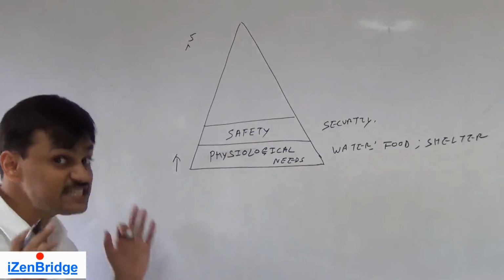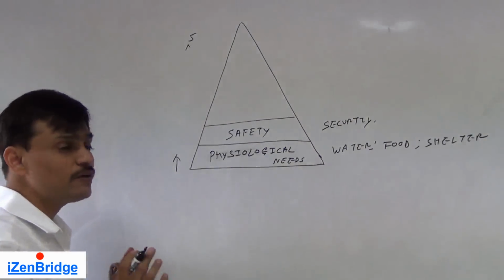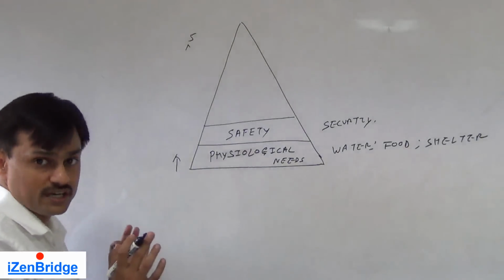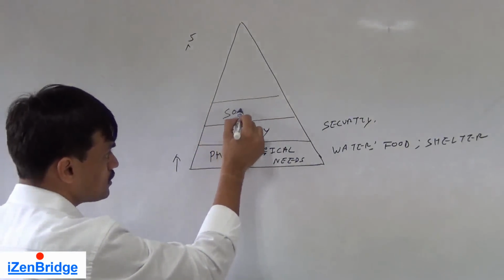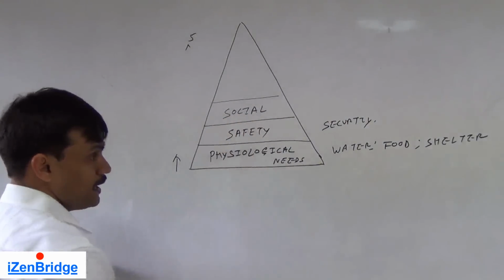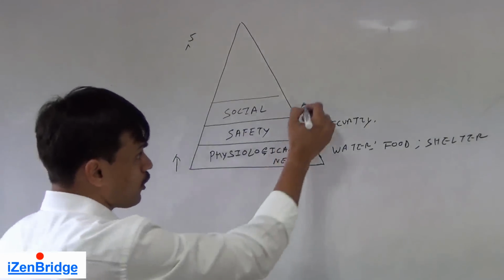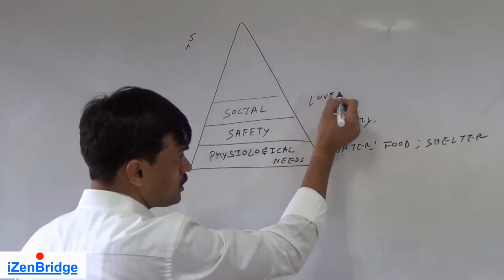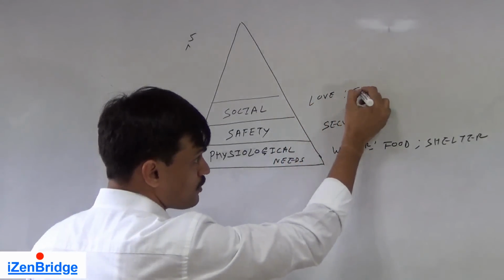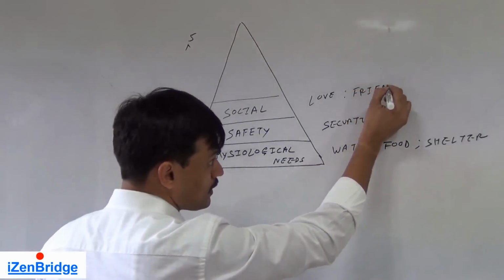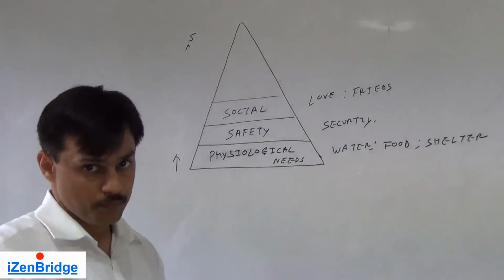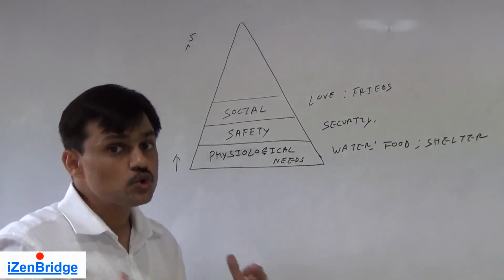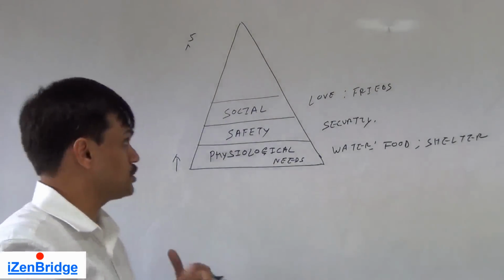Once he gets safety, when he knows he doesn't have to worry about food, water and shelter, then he looks for social needs. In a social need, he looks to be loved, to have friends, and associations in a group. His social needs come into the picture.